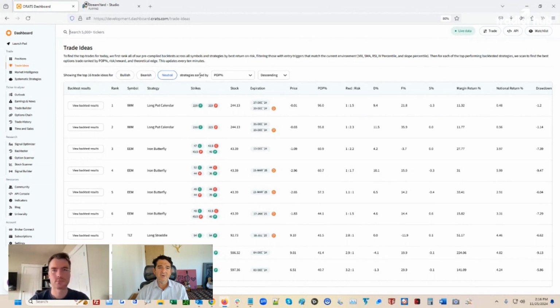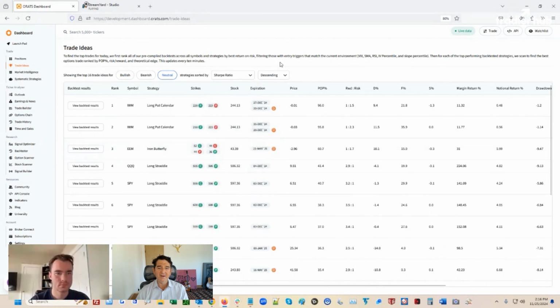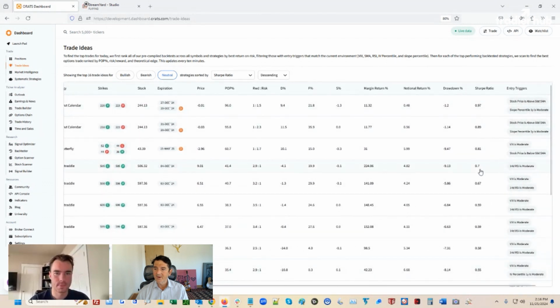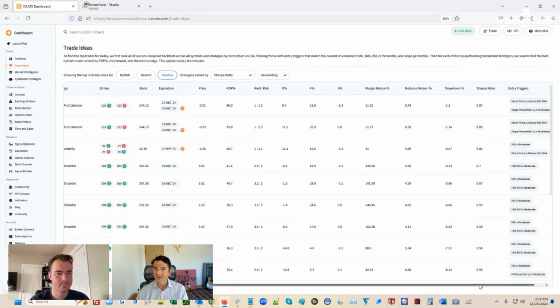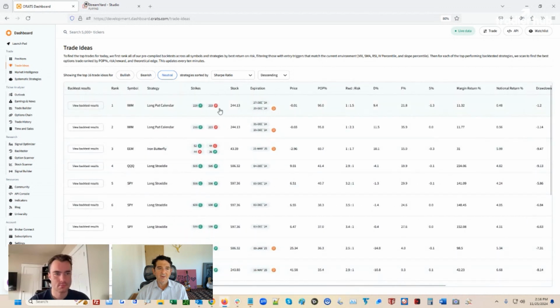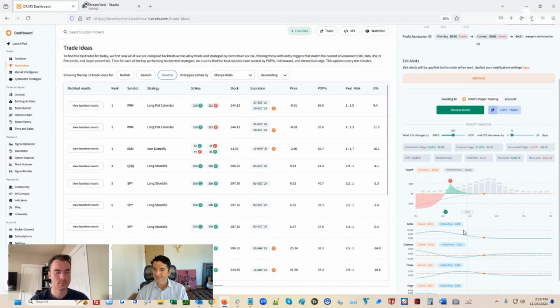So you could sort these on probability of profit. I like to use the Sharpe ratio, because it considers the return and the volatility of the returns and gives you the highest ones there. So for example, we're sorting by Sharpe, and it sorts descending. So this is an IWM long put calendar. A put calendar will be a little bit bearish, but this is selling. This might actually be a decent delta. Let's just take a look at it.